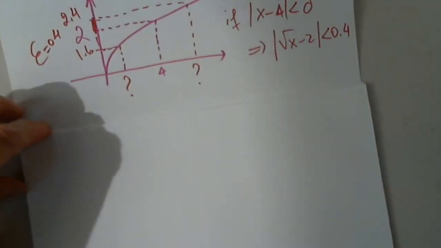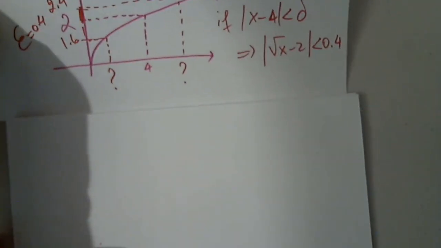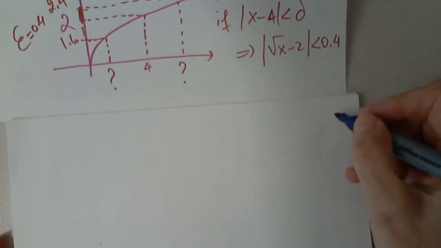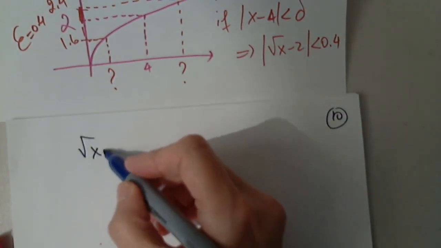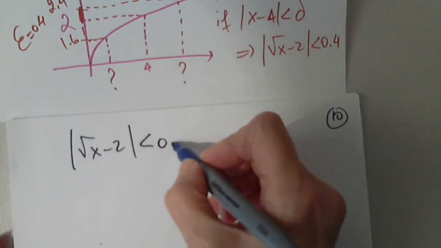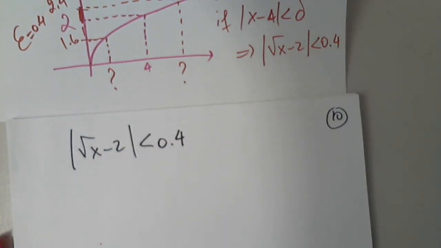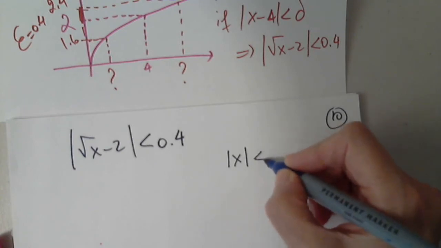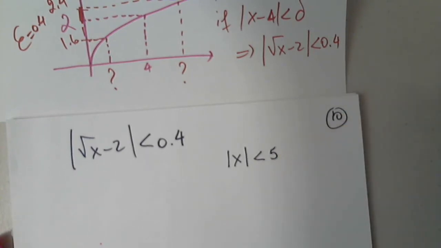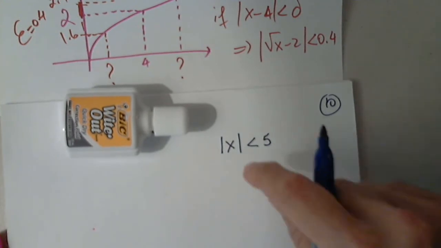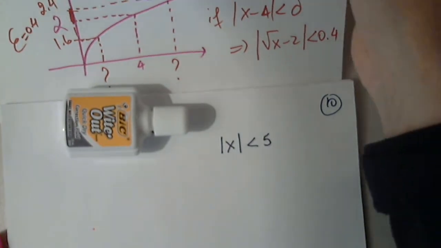So, like before, in the other examples, we start with the end. And that is the end. So the square root of x minus 2 in absolute value less than 0.4. Anyone remembers how to solve such an absolute value inequality? How do we solve this? In general, if I have the absolute value of x less than 5, so forget about this for a moment, how do I solve the absolute value of x less than 5?